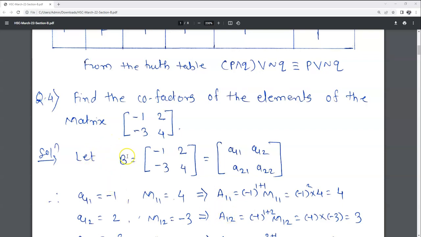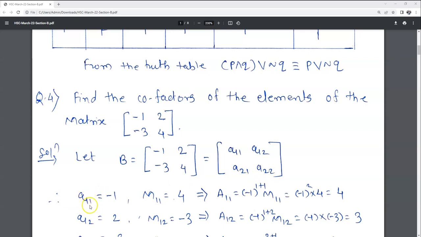So let B is this matrix which is given -1, -3, 2, and 4, and we will just maybe compare this with this. A11, A12, A21, A22. A11 means what? की पहिला रो आणि पहिला कॉलम. A12 म्हणजे काय? पहिला रो दुसरा कॉलम. A21 म्हणजे काय? दुसरा रो पहिला कॉलम. A22 म्हणजे काय? दुसरा रो आणि दुसरा कॉलम. त्यामुळे अशा प्रकारे त्यांना नंबरिंग दिलेली असते.